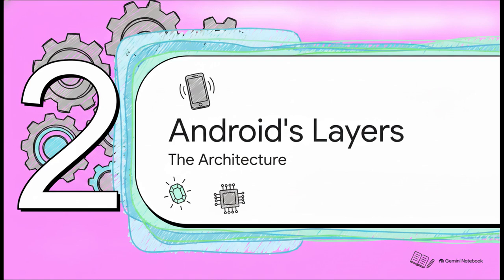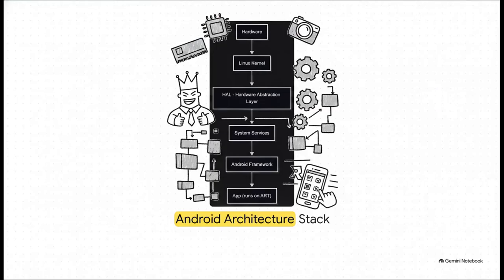Let's move to Section 2, Inside Android's Layers. Let's see how this builds in the real world. At the very top, we have the physical hardware itself, your CPU, RAM, camera, the whole shebang. Right beneath that sits the Linux kernel, functioning as the foundational boss of the Android OS. Moving down, we hit the hardware abstraction layer, then system services, and then the Android framework. And finally, at the very bottom, there's your actual app, running on the Android runtime, usually called ART. It's a remarkably clean, linear delegation of responsibility.